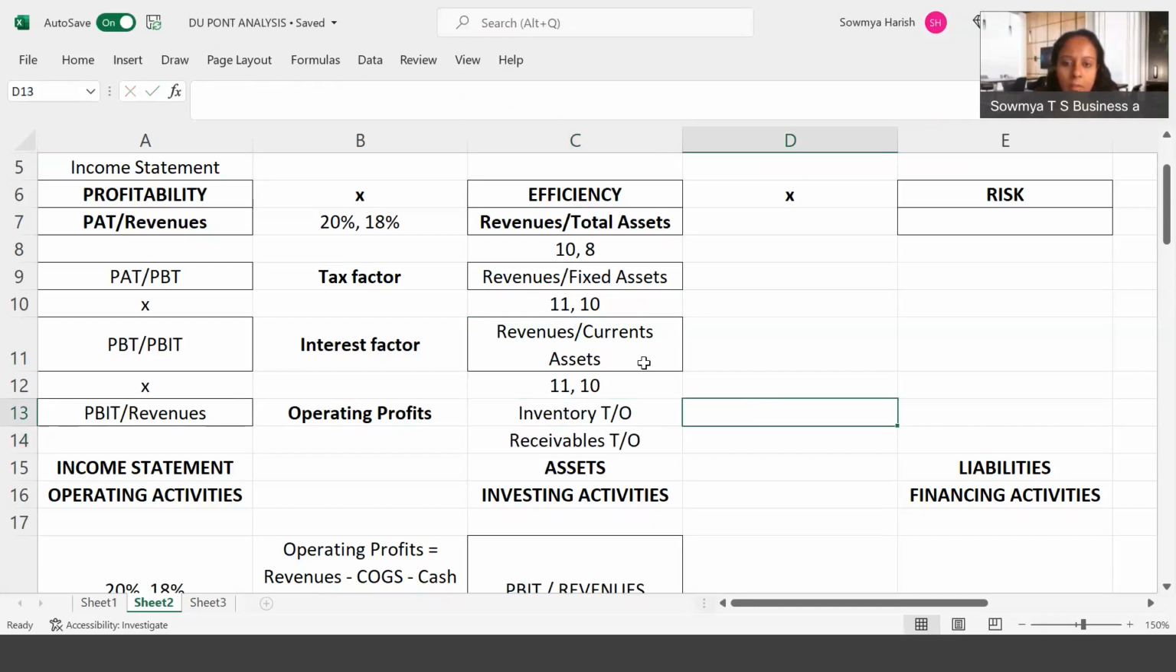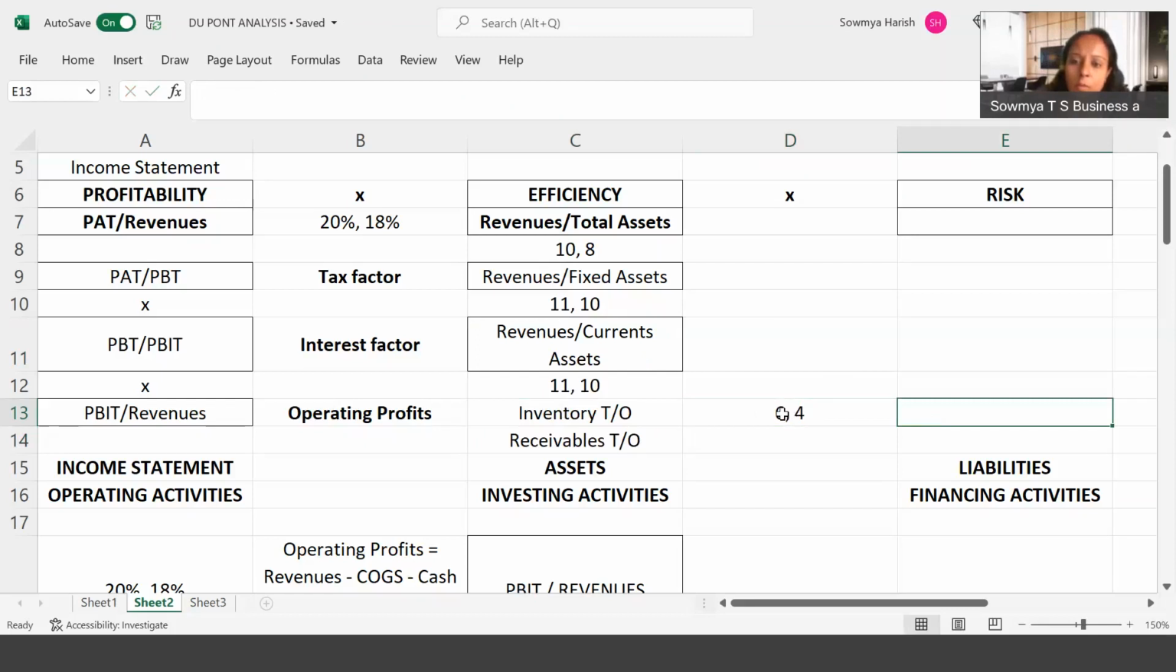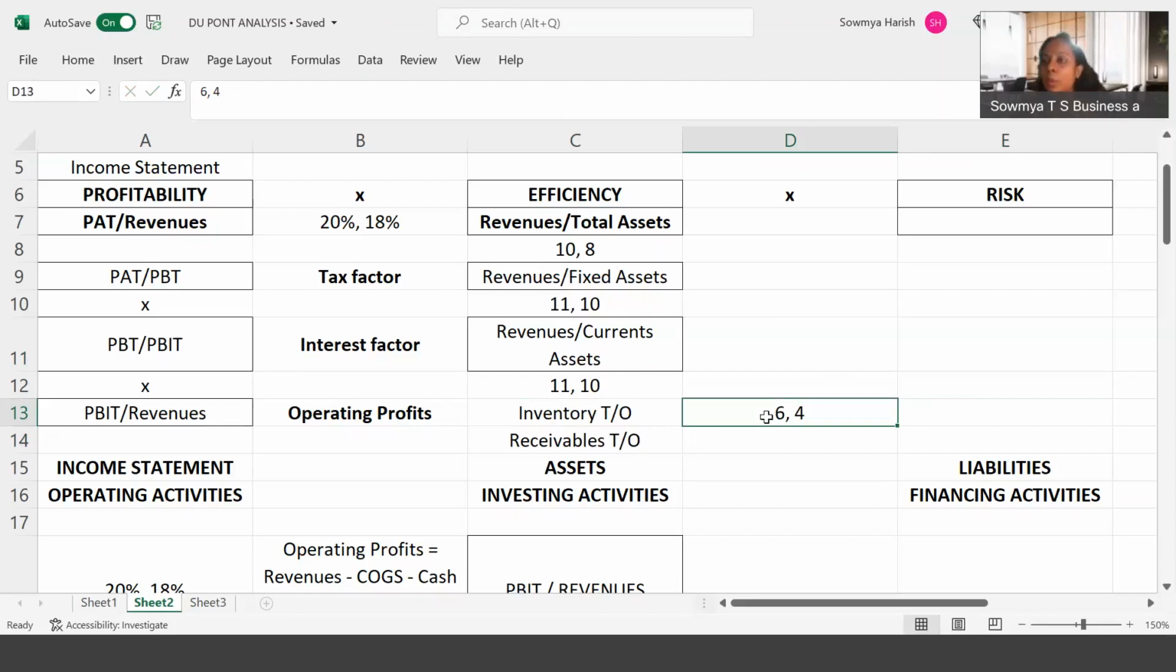Think that in the inventory turnover ratio, last year it was 6, this year it is 4. So what do we understand by that? 6 times there was a turnover of inventory. That means the inventory stayed with the company for 2 months. So every 2 months there was a replacement of the inventory. The inventory was moving, so there was no blockage of inventory.